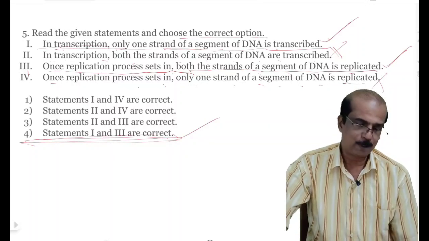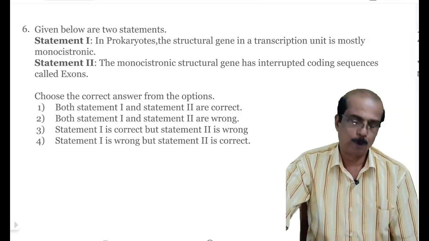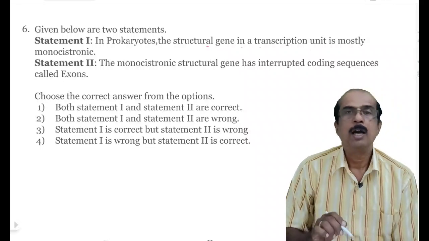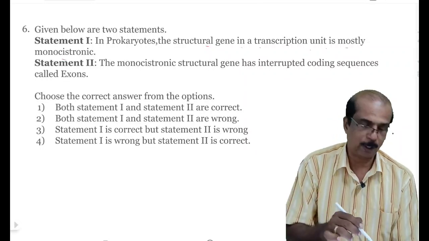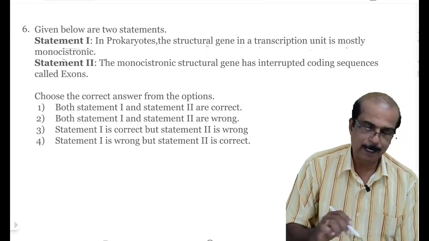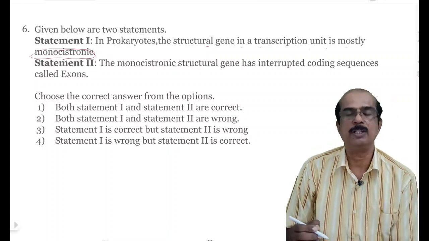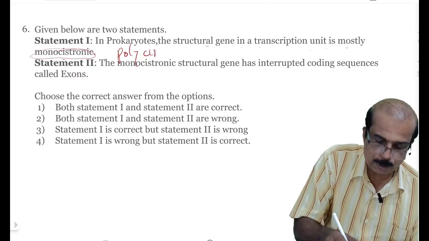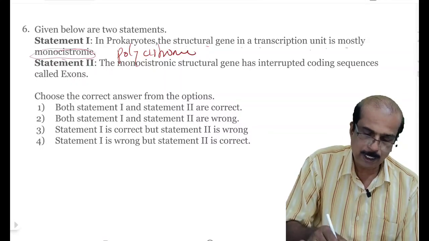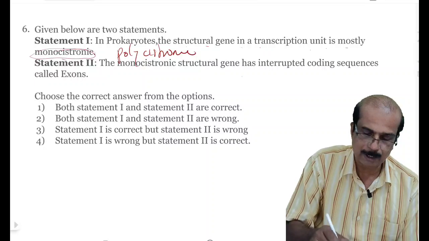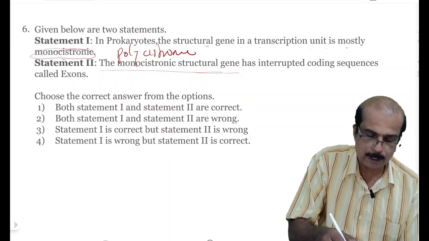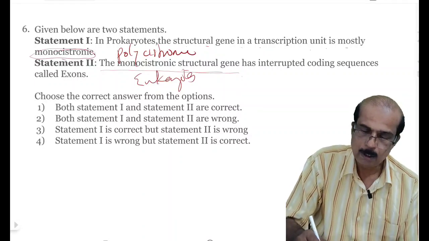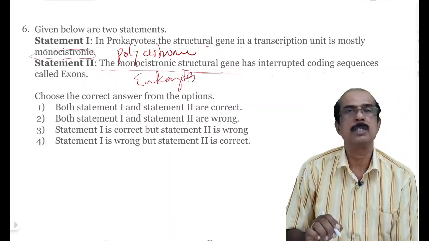Let us see the next question, the sixth one, a statement type question. In prokaryotes, the structural gene in a transcription unit is mostly monocistronic. It's a wrong statement. In prokaryotes, usually the structural genes are polycistronic. The monocistronic structural genes are present in eukaryotes. The monocistronic structural gene has interrupted coding sequences called exons.